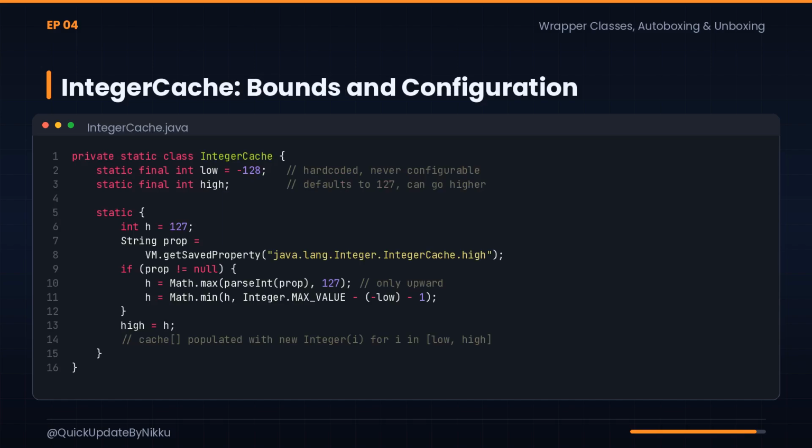The upper bound defaults to 127 but can be raised, never lowered, using the JVM property java.lang.Integer.IntegerCache.high. The Math.max call enforces that the configured value cannot go below 127, so you can only extend the cache upward. In performance-sensitive applications running on known JVM flags, a wider cache can meaningfully reduce allocations.